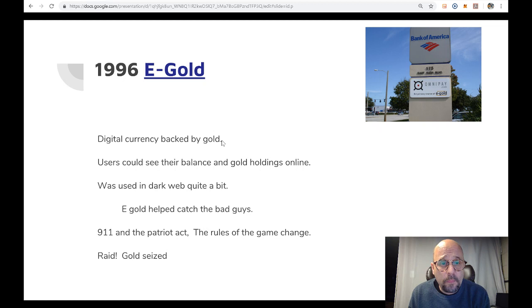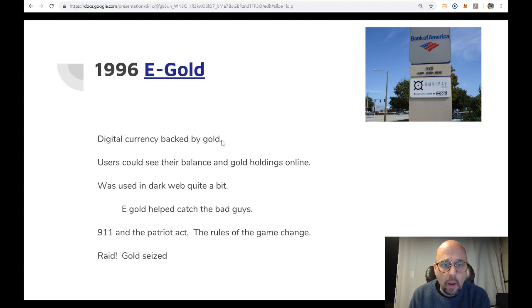And so what was really interesting is you could log onto their website and see the balance of your account. You could go in and see how much gold was in the coffers or the holdings that were available, to ensure that the company was indeed holding the amount of gold that they needed in order to back whatever level of receipts they had out, right? So they basically had a digital currency that was backed by gold.